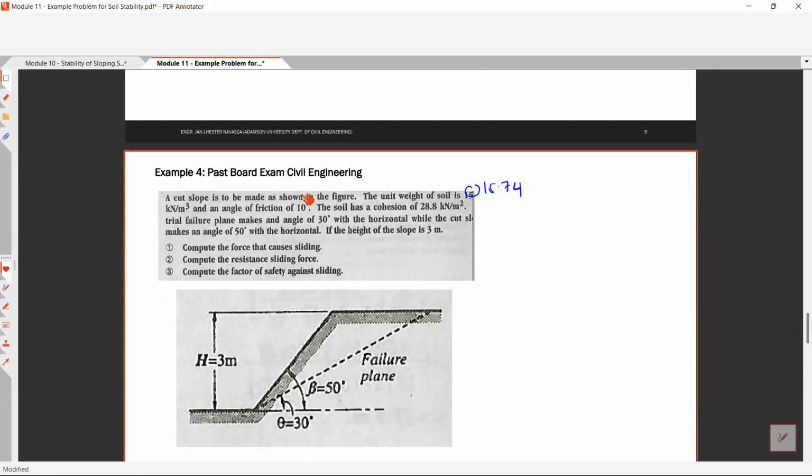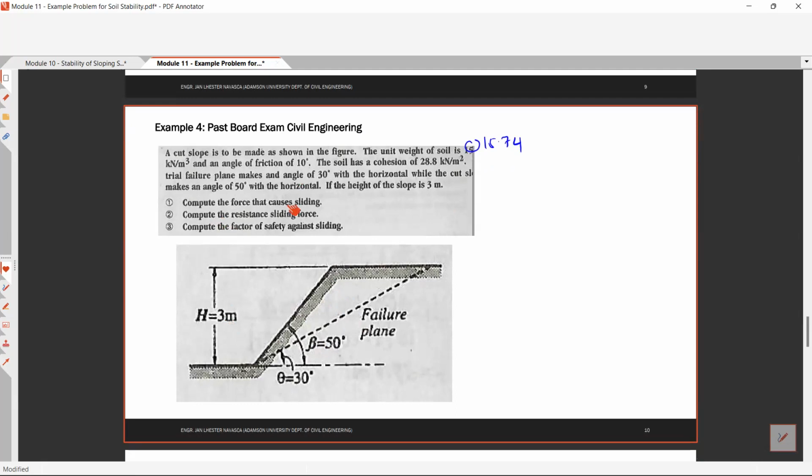Okay, the soil has a cohesion of 28.8 kilonewton per square meter. Your trial failure plane makes an angle of 30 degrees, as you can see by this theta. Ito yung failure plane mo. And the cut slope makes an angle of 50 degrees. So ito yung cut slope natin, angle of 50 degrees. So if the height of the slope is 3 meters, number 1, compute the force that will cause sliding.